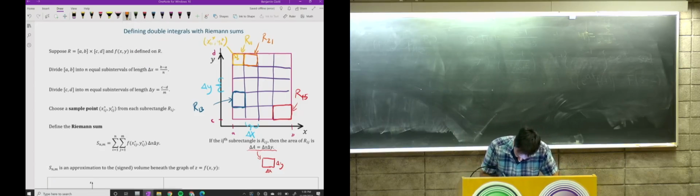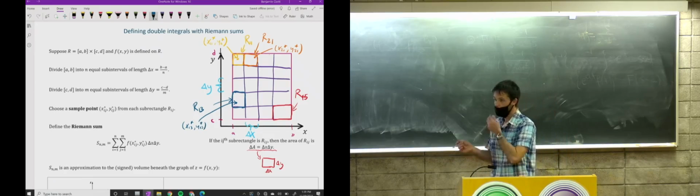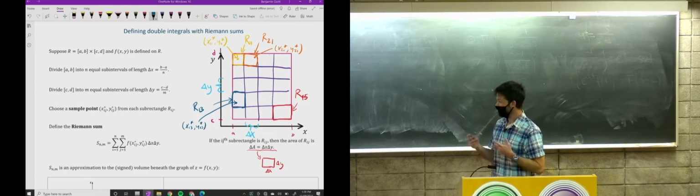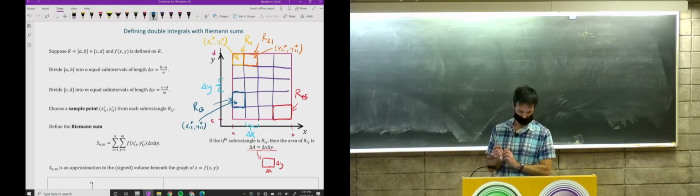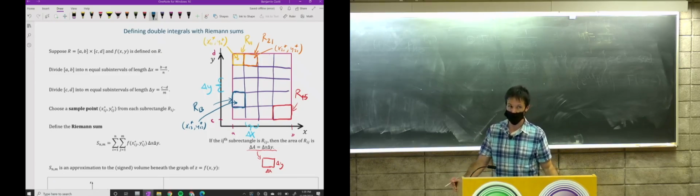In the next subrectangle, maybe how about the upper left, we'd be choosing the point x21 star, y21 star. Somewhere in the R13 rectangle, we'd be choosing x sub 13 star, y sub 13 star. So you want to do that for each subrectangle. Then you've got a bunch of sample points. And having done so, you can define the corresponding Riemann sum.